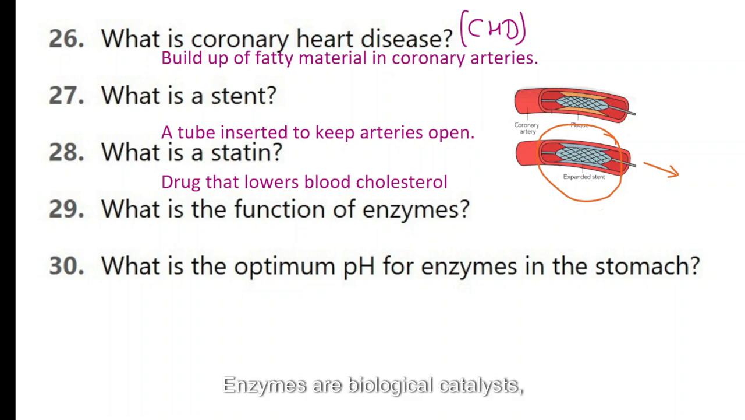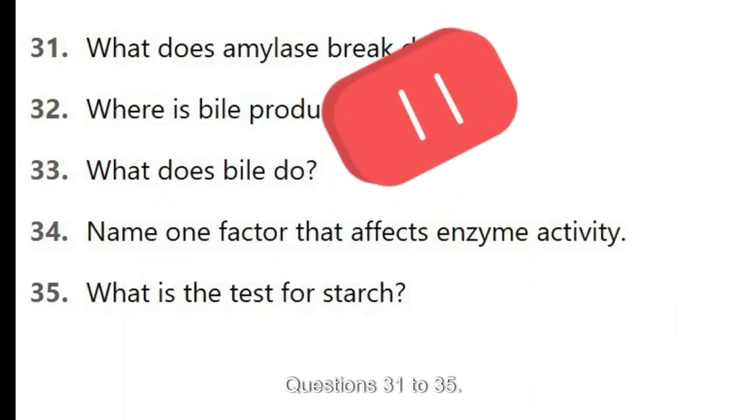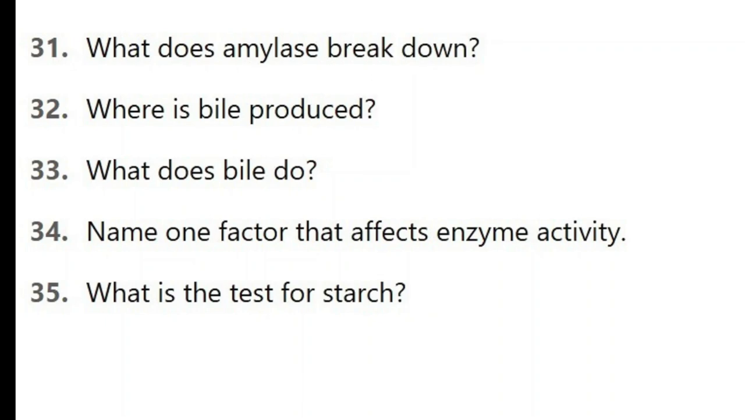Enzymes are biological catalysts, so they speed up biological reactions without getting used up. The optimum pH value for enzymes in the stomach is around pH 2, acidic conditions. Here are the next 5 questions. Questions 31 to 35. Pause the video and try these.